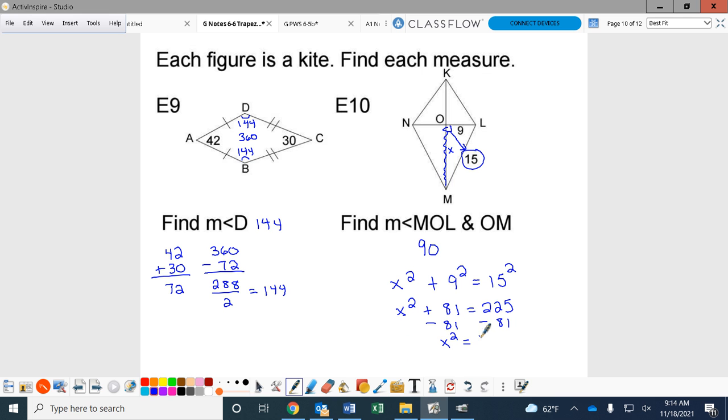144. Y'all type quick or do stuff in your head very fast. And then take the square root. Now, y'all know what the square root of 144 is, guys. 12. Perfect. So the length of OM would be 12. Yes, ma'am. Every time, because you can't leave it with a square on it. Good. Anybody else?